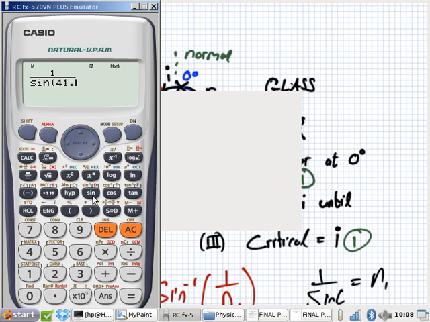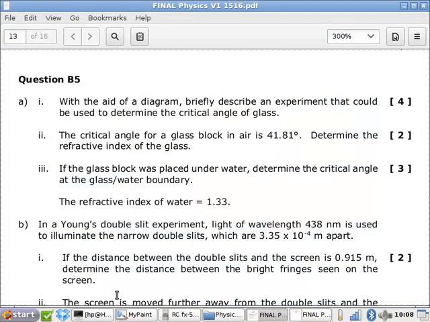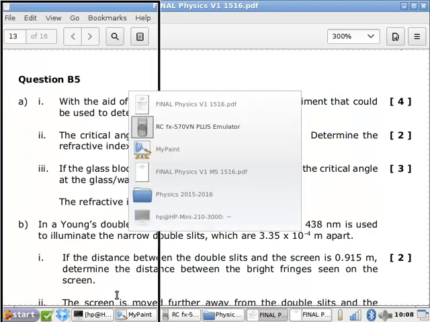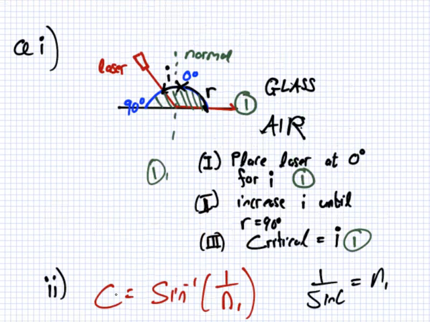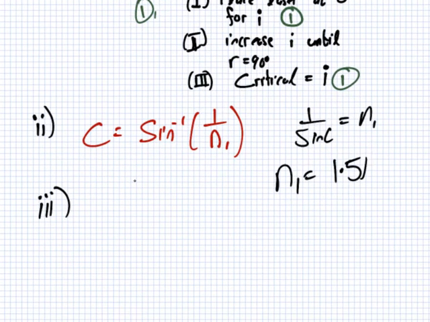41. 41 point what? Hold on, I'm in the wrong mode. What is it? Oh my god, no, it's 41.81. 1.5. Lee, remember, it's impossible to have n less than 1. Oh, because I'm thinking n1 and n2, sine 1, sine 2 then. Okay. Next.